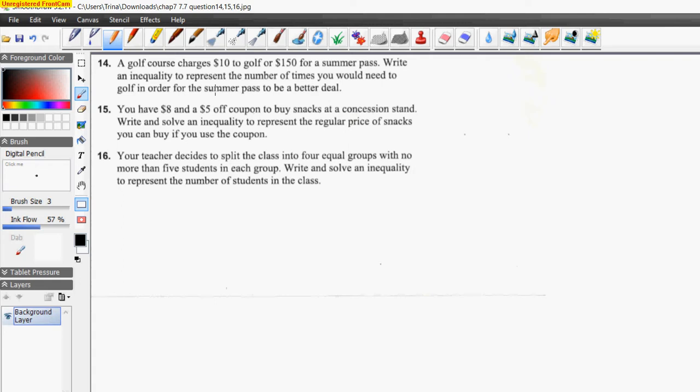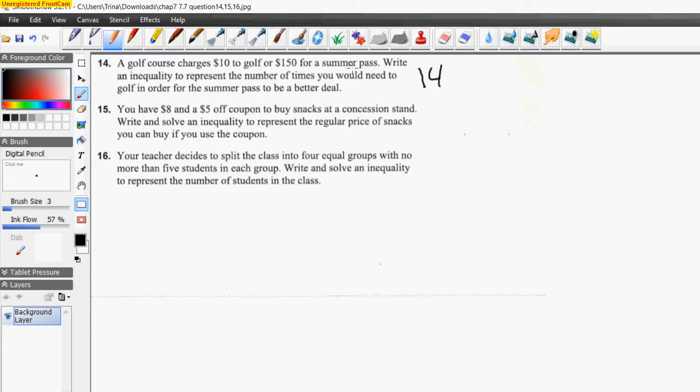Hey, we're dealing with, of course, number 14. Very, very familiar with this. My son and myself, we go golfing, a driving range a little bit, so we know about these summer passes. And in order to make this a better deal to get the summer pass, we would write an inequality that's very simple.